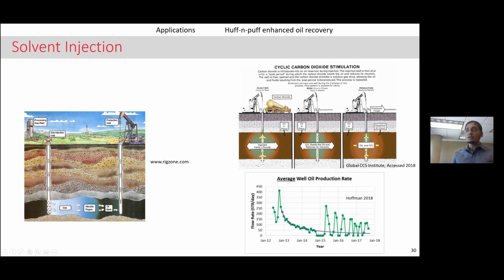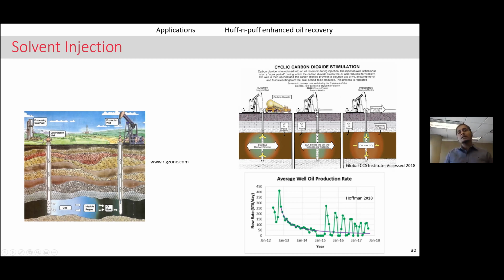Here's an example using carbon dioxide. We have one single well that acts as both the injector and the producer. I inject the solvent into this well. It goes into the formation, comes into contact with the oil, and modifies its properties in some way. Of course, we're ensuring that the pressure and temperature conditions are just right, and it modifies the properties of the oil in some fashion.